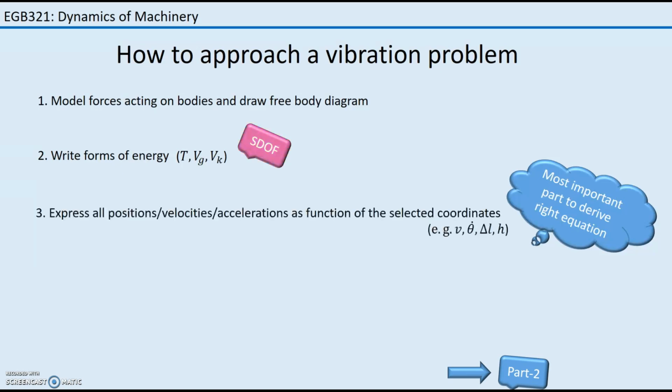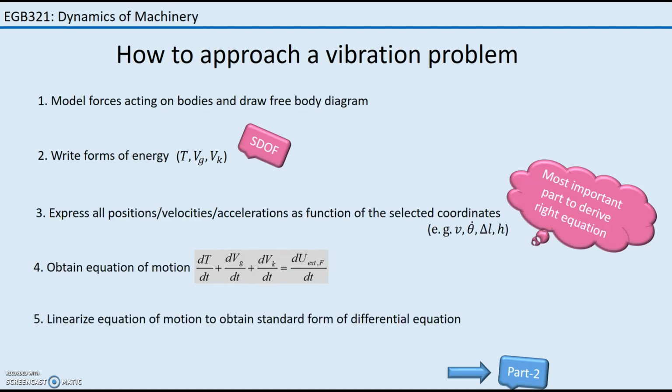In the next step, express all quantities as a function of the selected coordinate. This is very important to get the right form of equation. In step 4, obtain the equation of motion, and then linearize the equation to obtain the standard form of equation that we saw just a few minutes back. In the last step, we need to solve all the linearized equations, which will be covered in part 2 video.